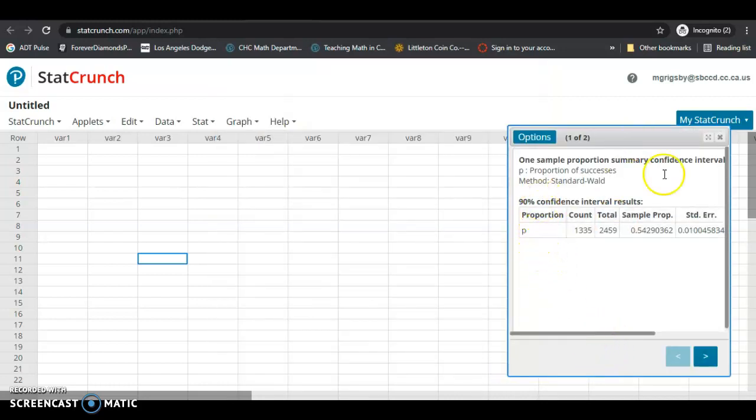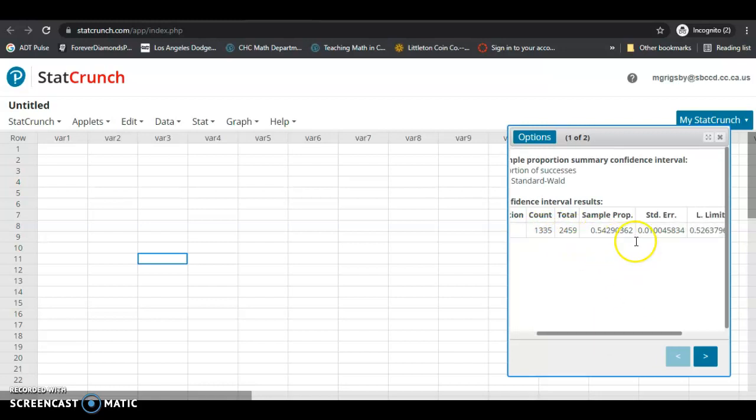This tells you that you're doing a confidence interval for a proportion. This is the number of successes and your sample size. It also tells you the sample proportion. If you want to know how they get that number, it's the number of successes divided by your sample size. That's that number here. This is your standard error, not to be confused with the margin of error. What we want are the lower and upper limits of our interval, which are here.